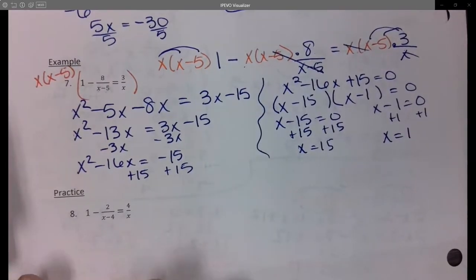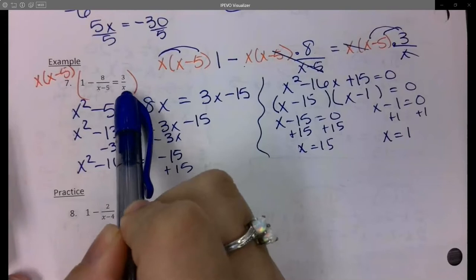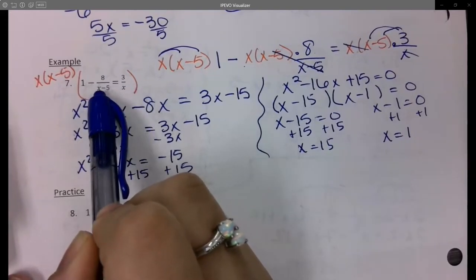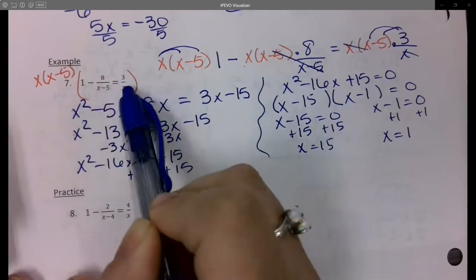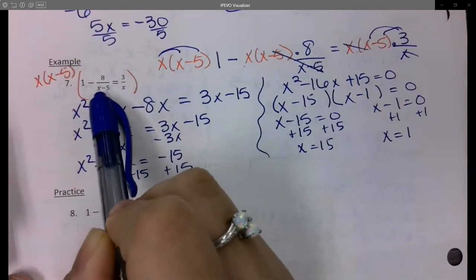I still need to go ahead and check my answers, but I'll tell you a secret. I just need to plug it into the denominators to see if it gives me 0 or not. So if I plug in 15 to this first fraction on the bottom, is that going to give me 0? No. Is 15 going to give me 0 on the bottom of this fraction? No.